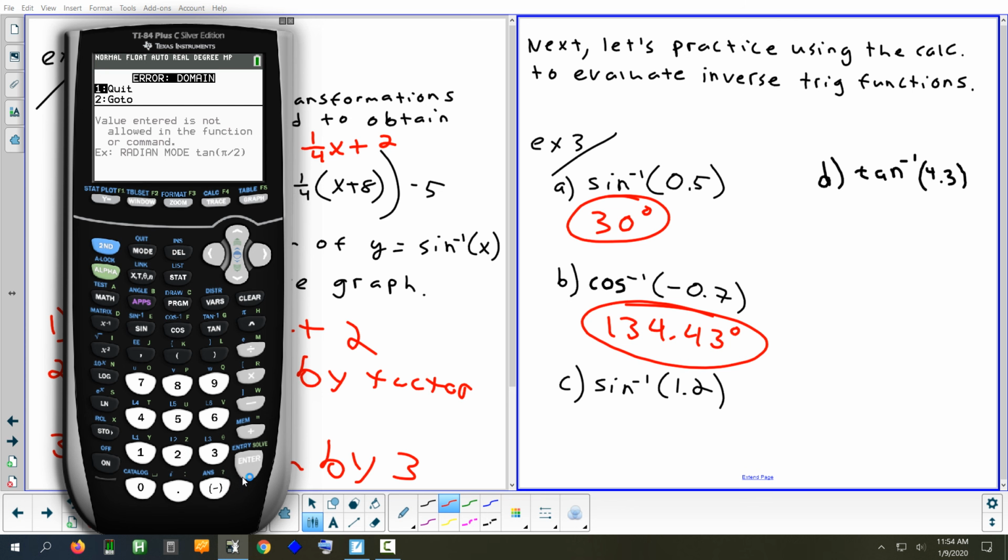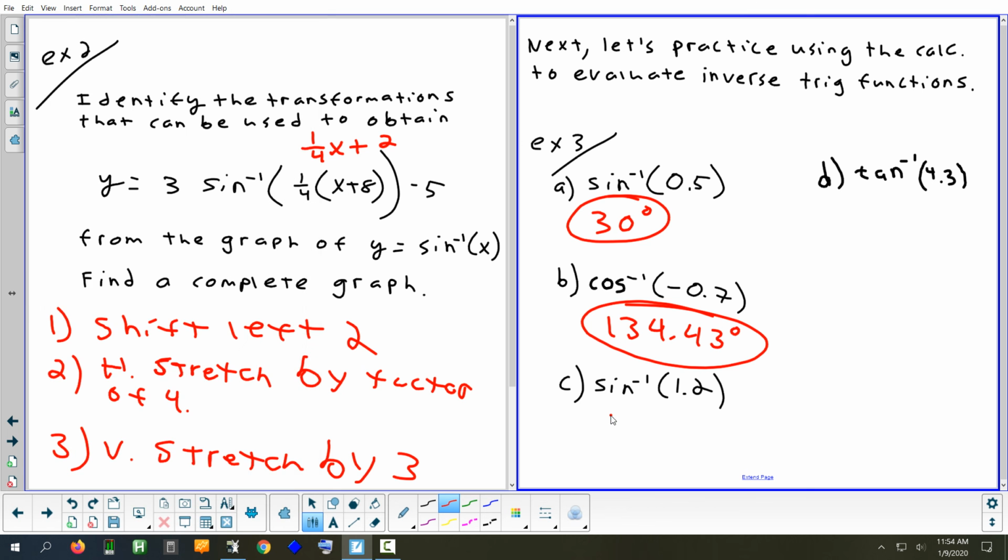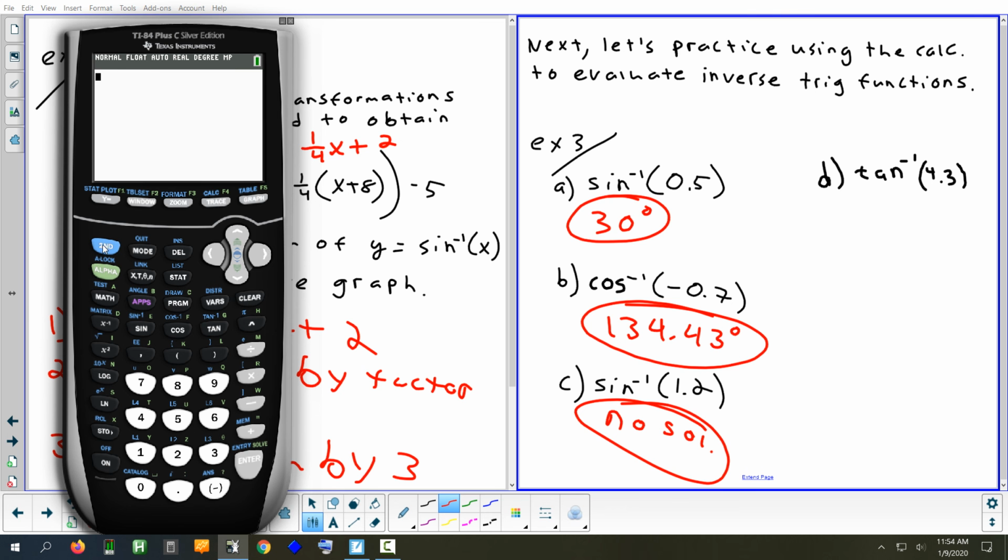Inverse sine 1.2. What happened? How come when I typed in inverse sine of 1.2, my calculator says error? It's over 1. The domain of inverse sine, we've talked about that, is -1 to 1. You can't plug anything else in besides that. So this one, you would just say no solution. And inverse tangent of 4.3 gives you 76.91.